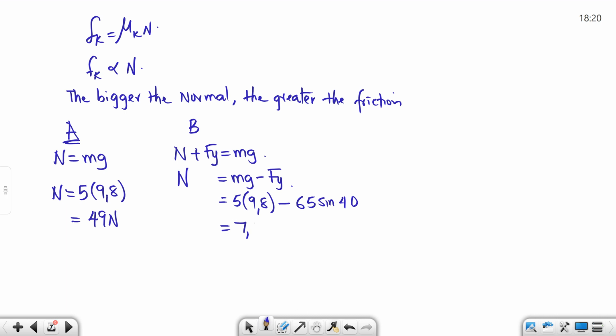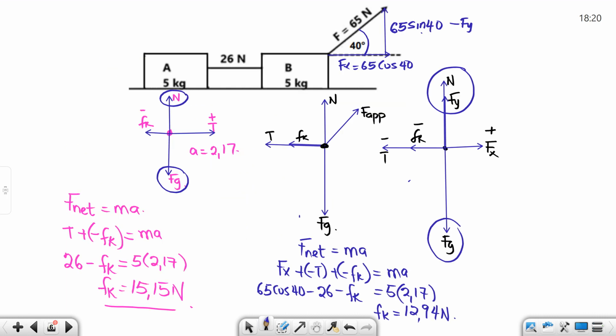Seven, 22 newtons. Guys, do you see that my normal forces are not the same? The greater the normal, the greater the what? Friction. Let's quickly go check our answers. Which one has a greater normal force? A. So the friction of A should be bigger. Let's confirm.